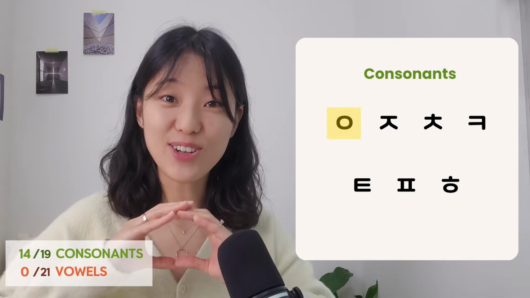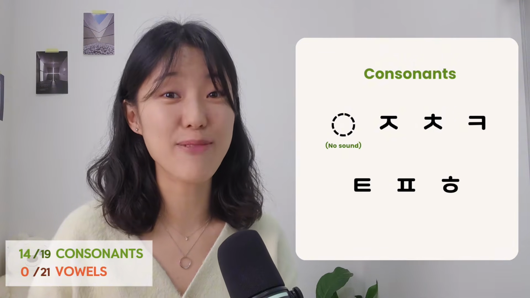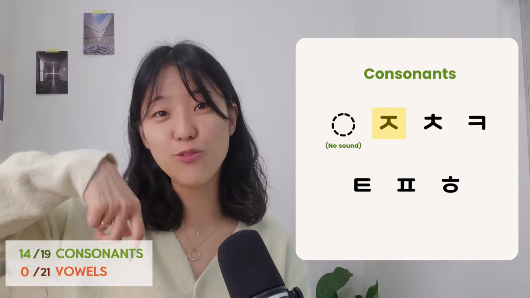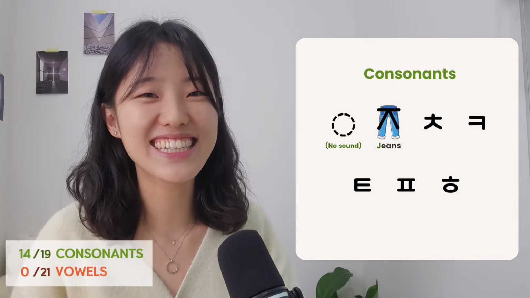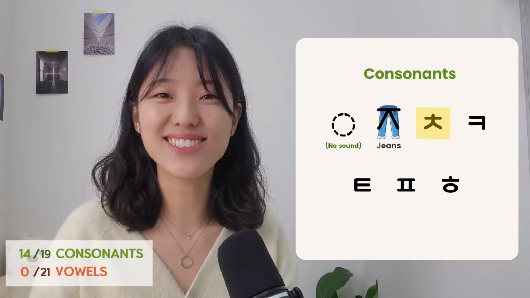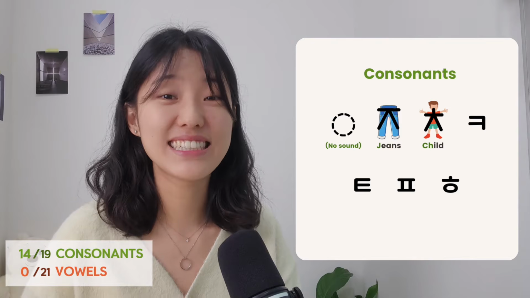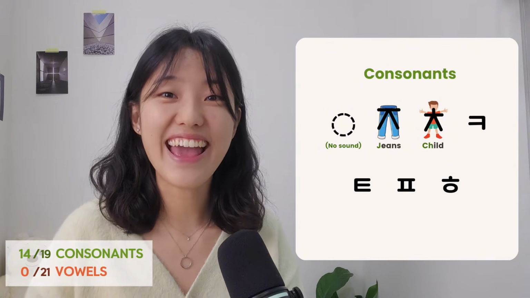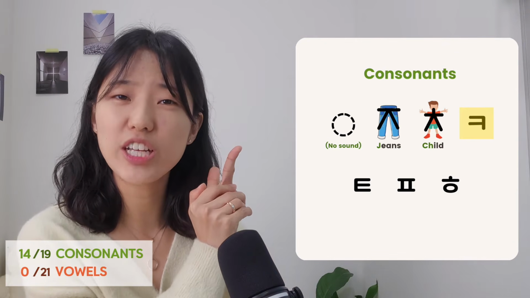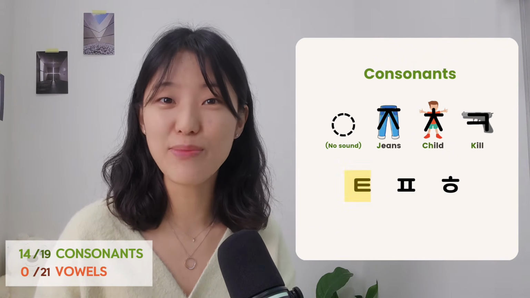The first one, circle, special letter, which is, yes, no sound, empty. And second, one with the 2 legs. We can wear the jeans. 즈 from jeans. What about the next one? Do you see a little person, which is child? 츠 from child. And the next, remember the gun, and you pull the trigger to kill. 크 from kill.